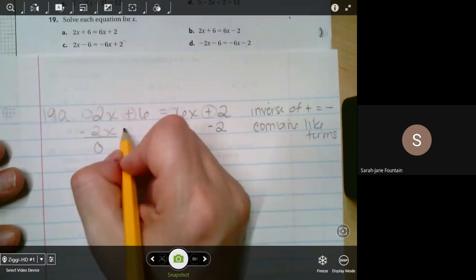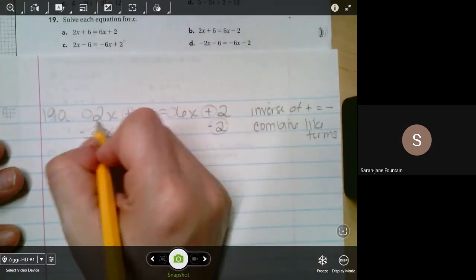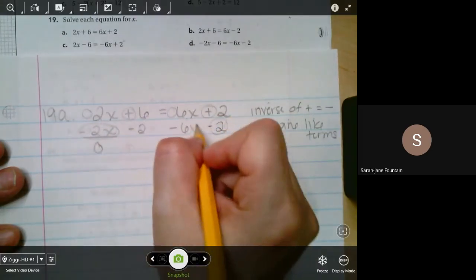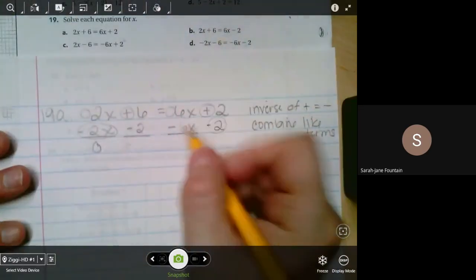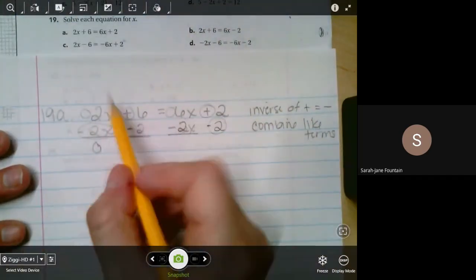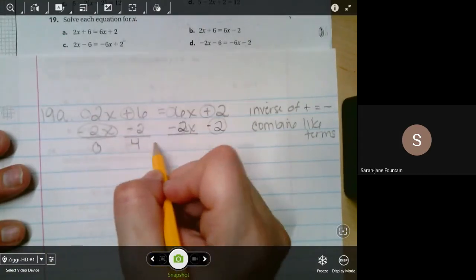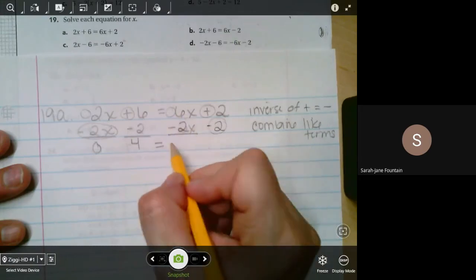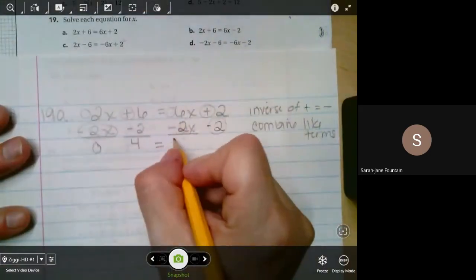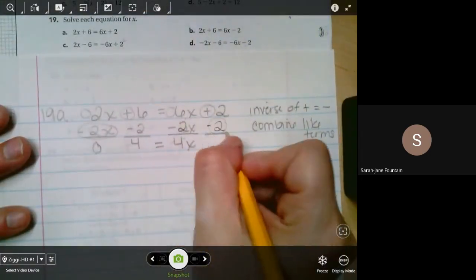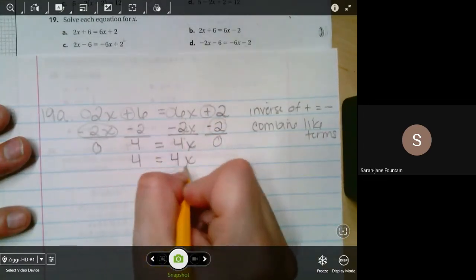And what I do with one side, I'm going to make sure that I do to the one without a variable, and I do to the one with a variable. That's supposed to be a 2x, not a 6x. Sorry about that. So I have 2x minus 2x equaling 0. Now I have 6 minus 2 is 4. 6x minus 2x equals negative. Just kidding. It does not equal a negative. It is 4x. And then positive 2 minus 2 is 0. So now I have 4 equaling 4x.